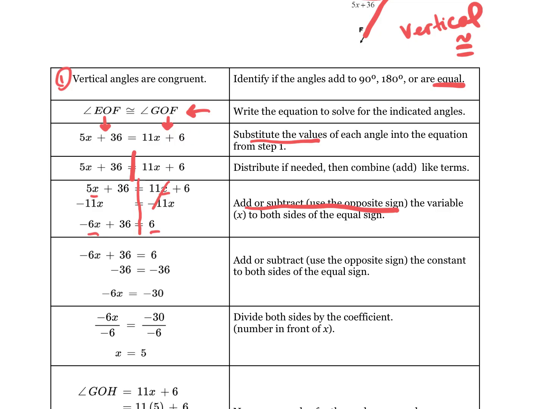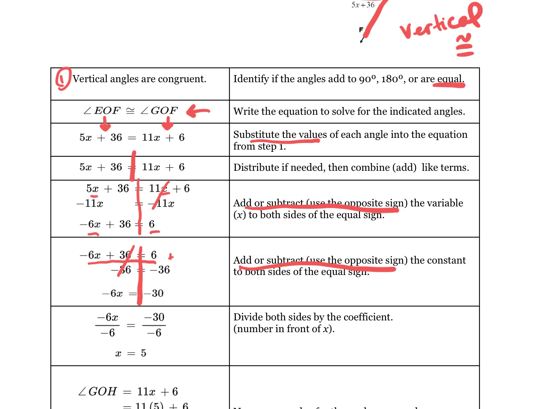Okay, so now that I've done that, I have just my two-step equation. Negative 6x plus 36 equals 6. And these problems we've done before. We're going to add or subtract using our opposite signs to move the positive 36. So I'm going to subtract 36 from both sides. So it will cancel out on the left and move it to the right. And 6 plus a negative 36 is negative 30.